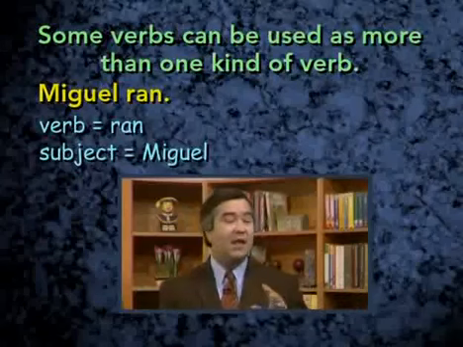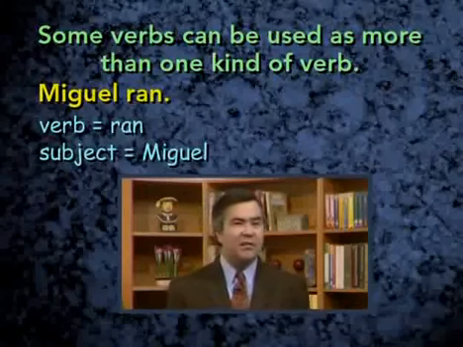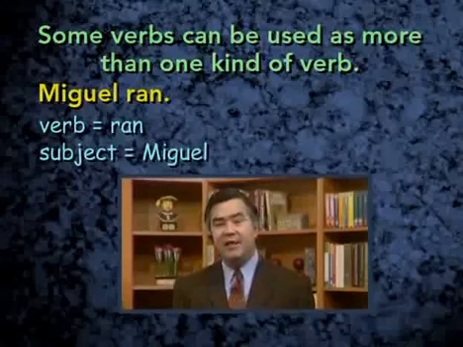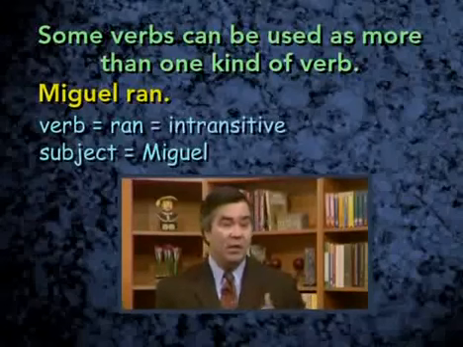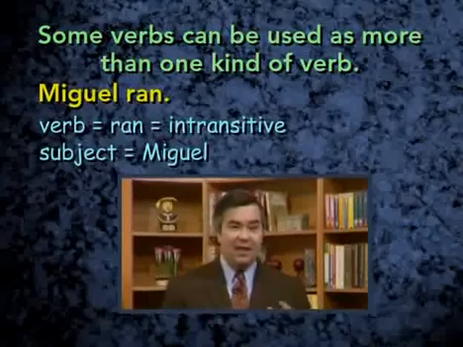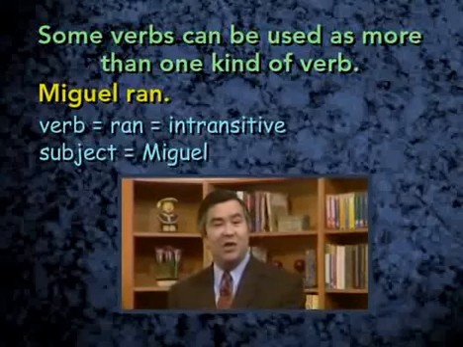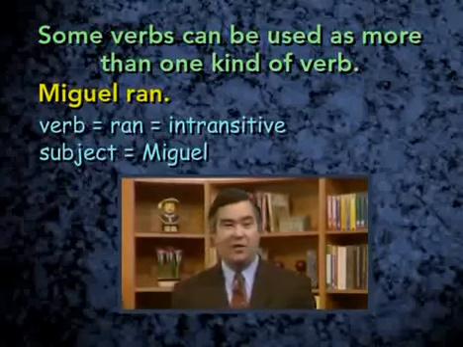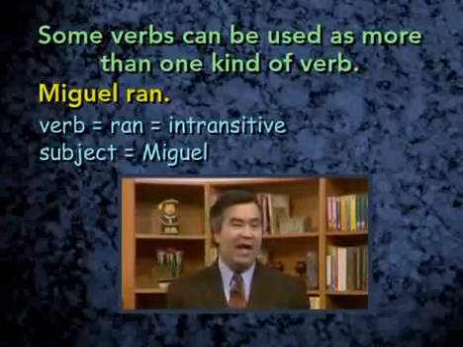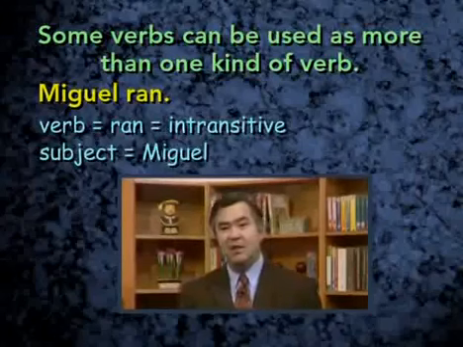And in this case, the verb ran is being used as what kind of verb? Transitive, intransitive, or linking? In this case, ran is being used as an intransitive verb. Remember that an intransitive verb doesn't have any object. The action simply stops with the verb ran, and the action does not pass on to an object that follows the verb. Miguel ran, a complete sentence in itself, and ran is an intransitive verb. But now compare it to this sentence.